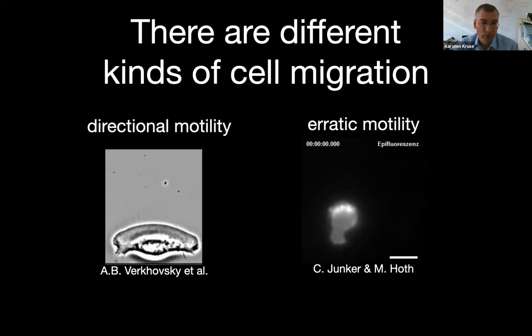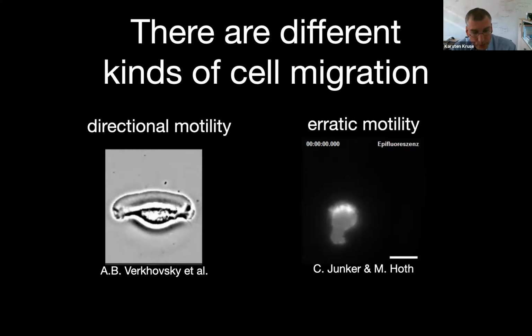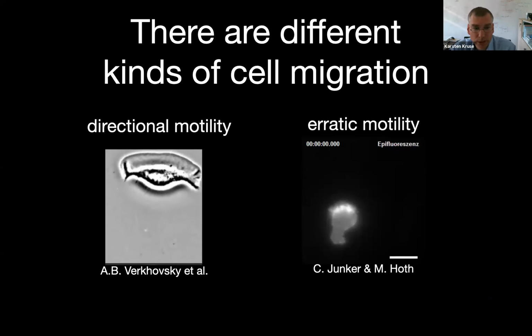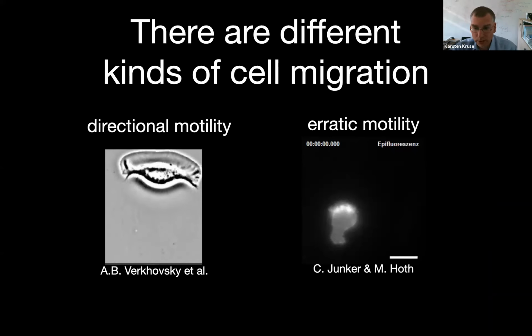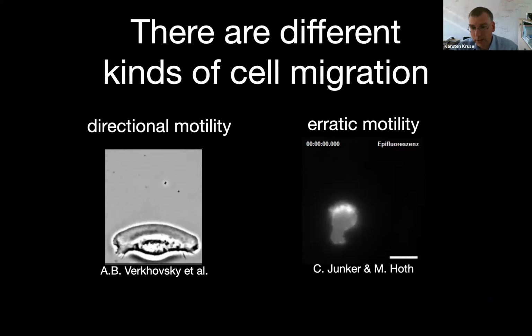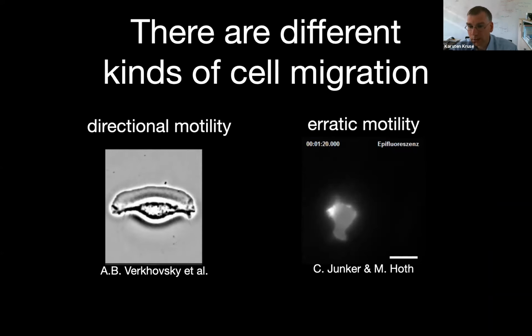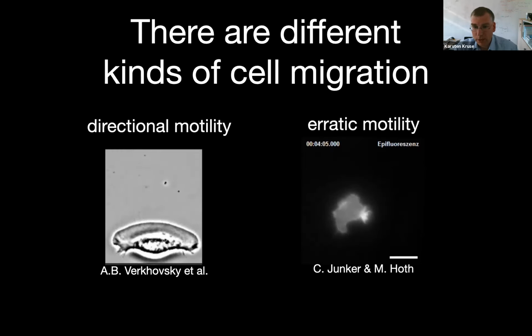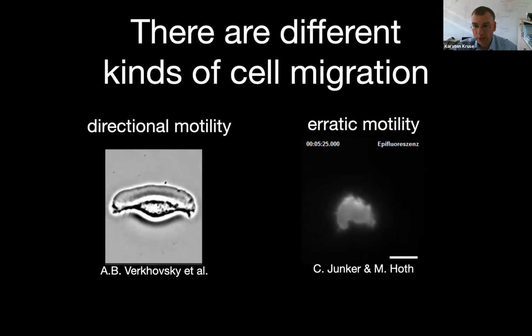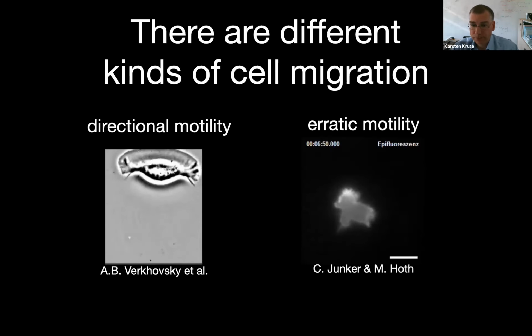I guess you all have heard about this, but I would like to draw your attention to the fact that there are different kinds of cell migration. For example, here on the left-hand side, you see a fish keratocyte sitting on a substrate, and this cell is moving quite directionally, very straight, without very much deviation to the left and to the right. On the other hand, if you look at the T cell here on the right-hand side, T cells are cells of our immune system, and you will see that this cell is also moving, but has a very different pattern. In particular, this motion is much more erratic.